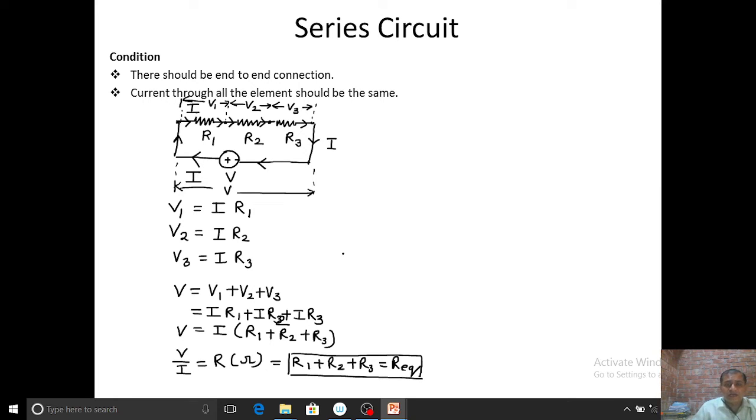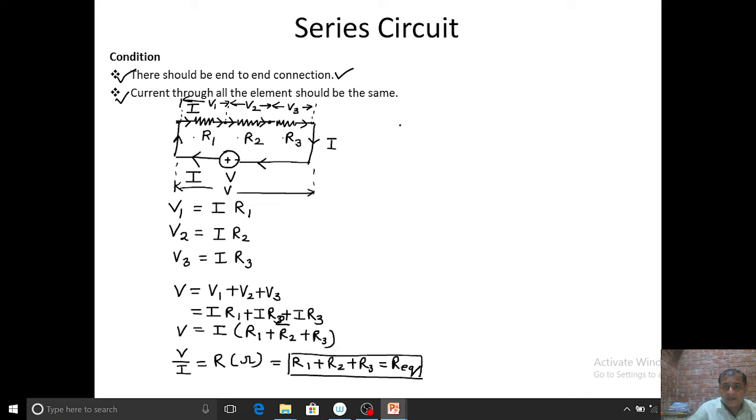When resistors are connected in series, what are the conditions? The first condition is that the resistors are connected end to end. The second condition is that the current flowing in R1, R2, and R3 is the same. The current through all the elements should be the same. These are the two conditions. First, there should be an end-to-end connection. The second is that the current through all the elements should be the same.